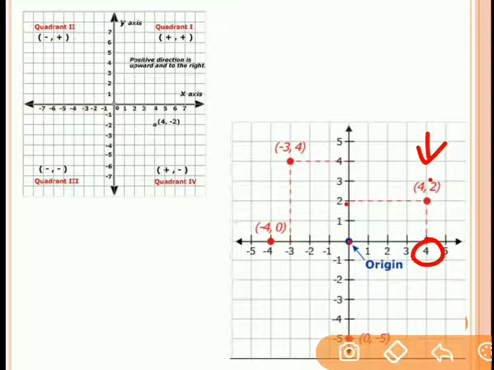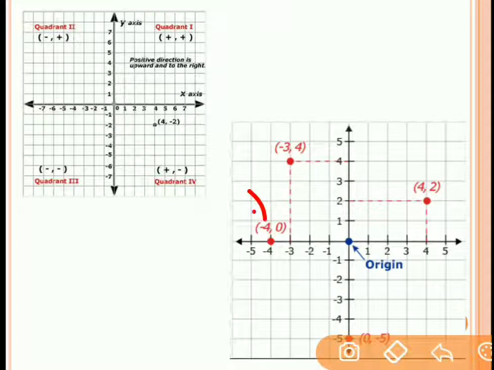So on the right hand side of the origin, x is positive, and on the left hand side of the origin, x is negative, whereas on the upper side of the origin, y is positive, and on the lower side of the origin, y is negative. Let us understand the next point, minus 3, 4. In this case, the value of x is minus 3 units. So minus 3 units means what? 3 units on the left hand side of the origin. So you will get minus 3 as the x coordinate and 4 units as the y coordinate. So you have to go upward from the origin by 4 units.